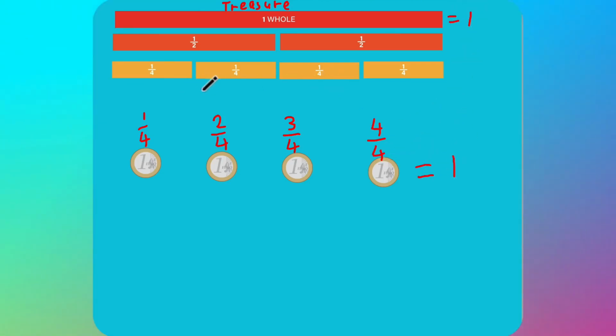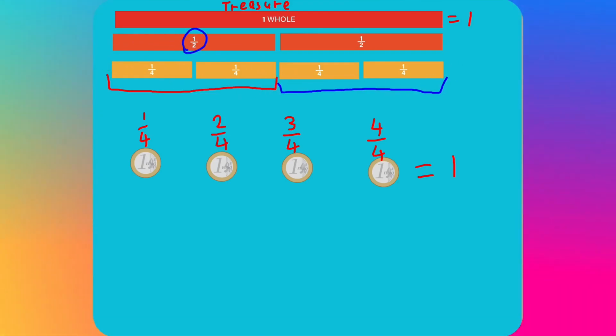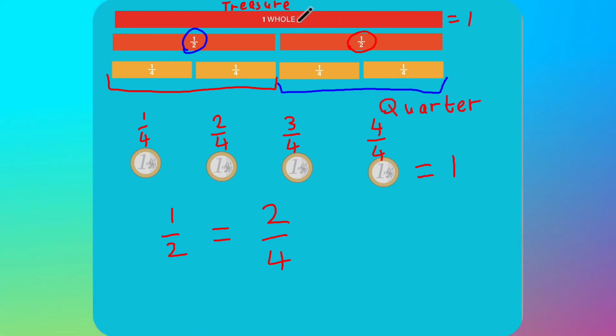I want you to observe something. If I get 2 parts of 4, I've actually got half. And if I get another 2 parts of 4, I have gotten the other half. Now we can say that half is the same as 2 parts of 4 or 2 quarters. We're going to call this word a quarter. That means our number, our whole number, whether that's 1 or another number, has been split into 4 equal parts.